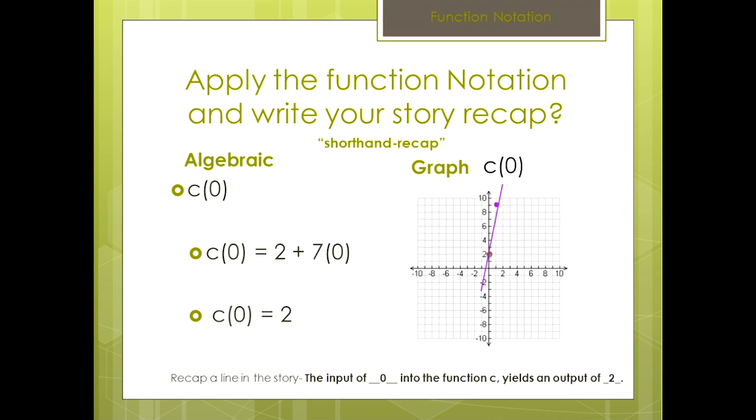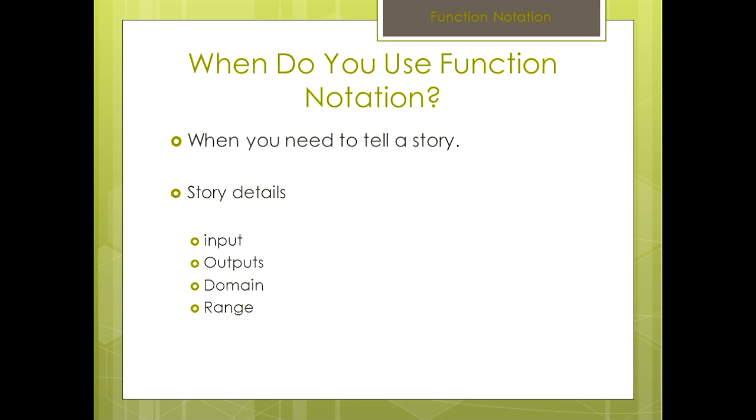And I can recap my storyline. So when I put the input this time of 0, I will yield an output of 2. It shows that in my algebraic, and shows it on my graph. So you all are versed in telling a story using function notation. And this will help you when you have details including inputs, outputs, domain, and range.